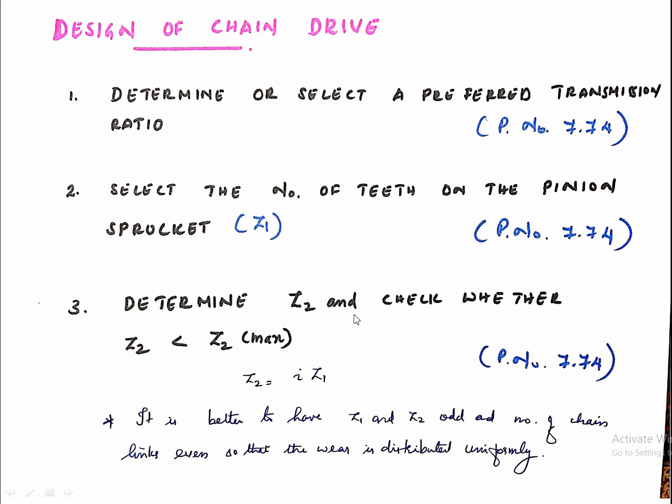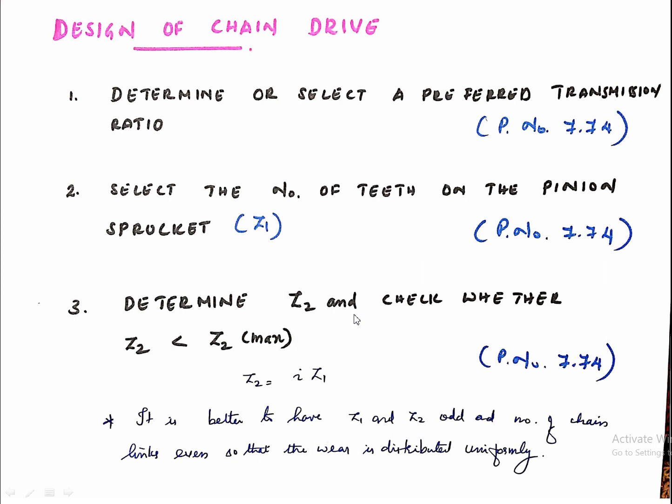Once you have found Z2, you need to check it with the maximum value. If it is less, only then is the design safe to proceed. Otherwise, you need to select a value within the range of that maximum Z2 value, and you need to recalculate Z1 and then proceed.